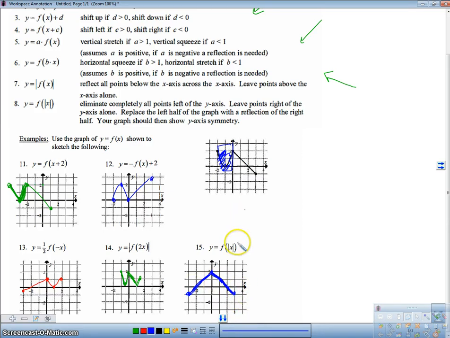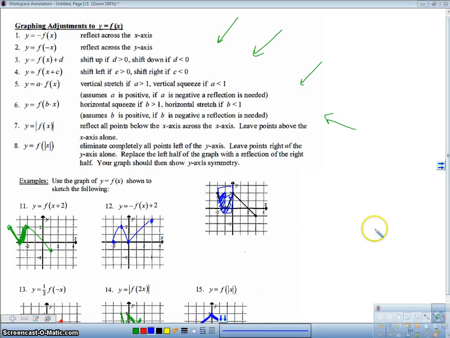And that's it. So that's some examples of doing some graph adjustments.